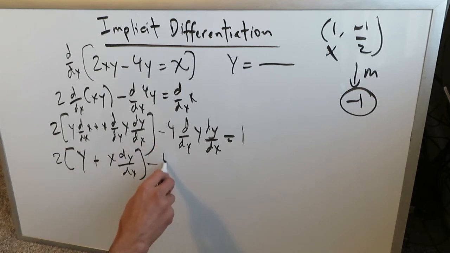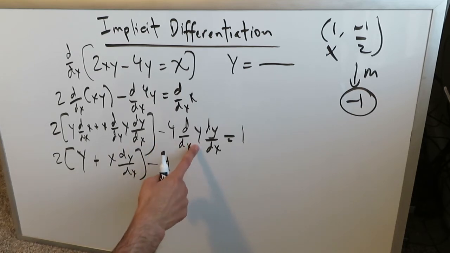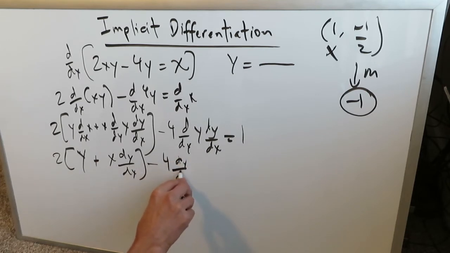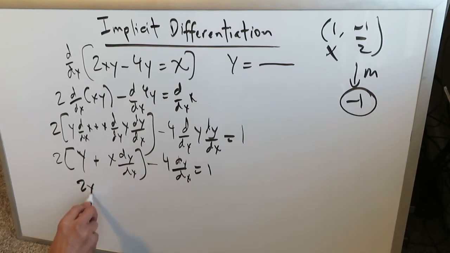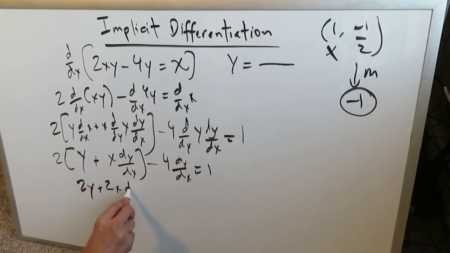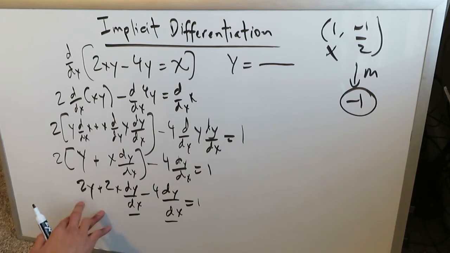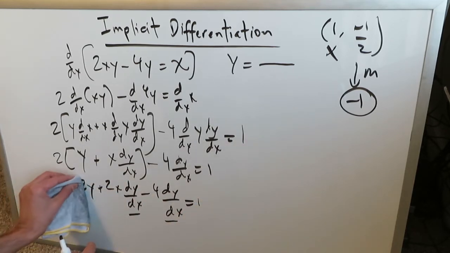Look over here, minus 4 will multiply by the derivative of y, which is just a 1, but this 1 will stay attached to this dy over dx is equal to 1. Now open this part over here, you get a 2y plus 2x dy/dx minus 4 dy/dx. And remember, you're always solving for dy/dx. You can take this 2y on the other side. Let's do that.